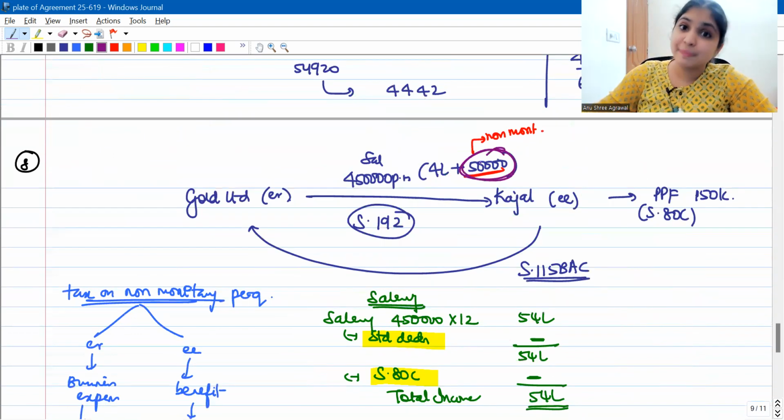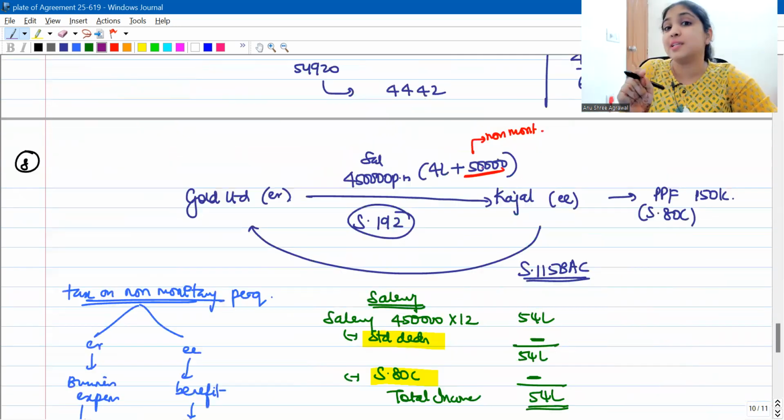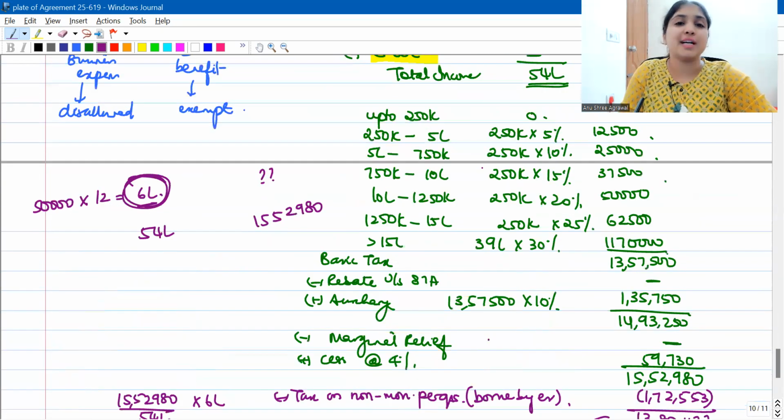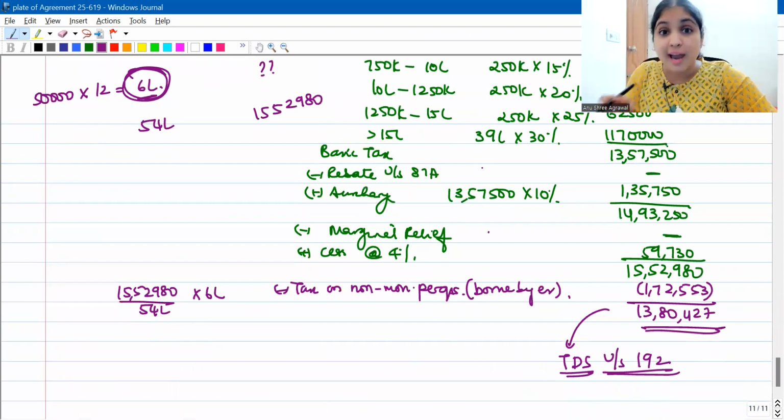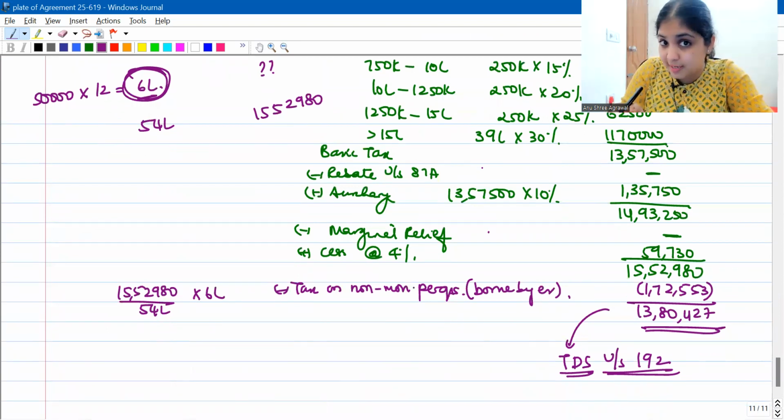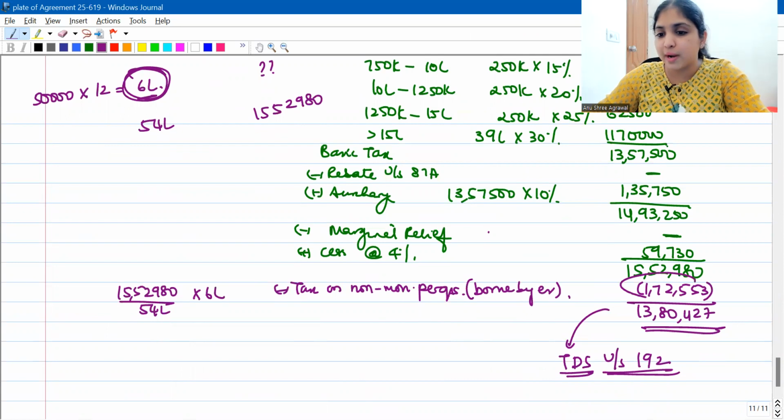Non-monetary perquisites will be a part of his income. This 50,000 into 12 will be a part of his income. Just the tax on this part the employer is bearing. That is also a benefit for the employee, but that alone will not be taxed for the employee. And to that extent, because the employer is bearing the tax, to 1,72,553, the employee doesn't have to pay tax. You understood how we calculated this number?